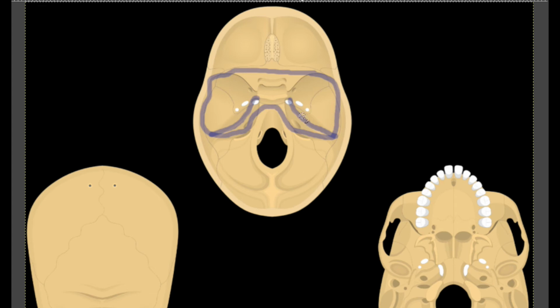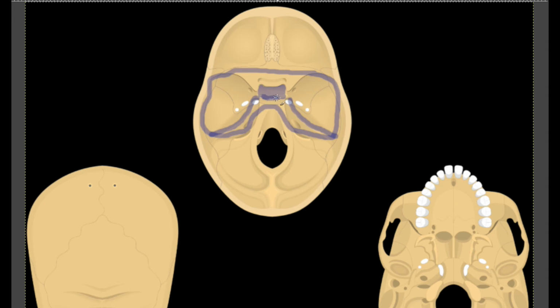Now outside of the wings, the greater and lesser wings of the sphenoid, the biggest landmark we want to pay attention to with the sphenoid bone is this little landmark right here, which we call the sella turcica, or translated, the Turkish saddle.